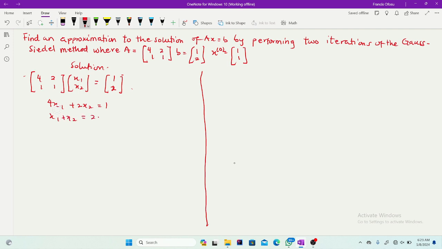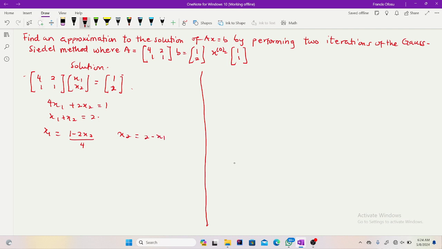The next thing to do is to make x1 the subject in the first equation and x2 the subject in the second. So you have x1 is equal to 1 minus 2x2, sending the 4 to the other side, so you have (1 minus 2x2) over 4. Then you have x2 equal to 2 minus x1.